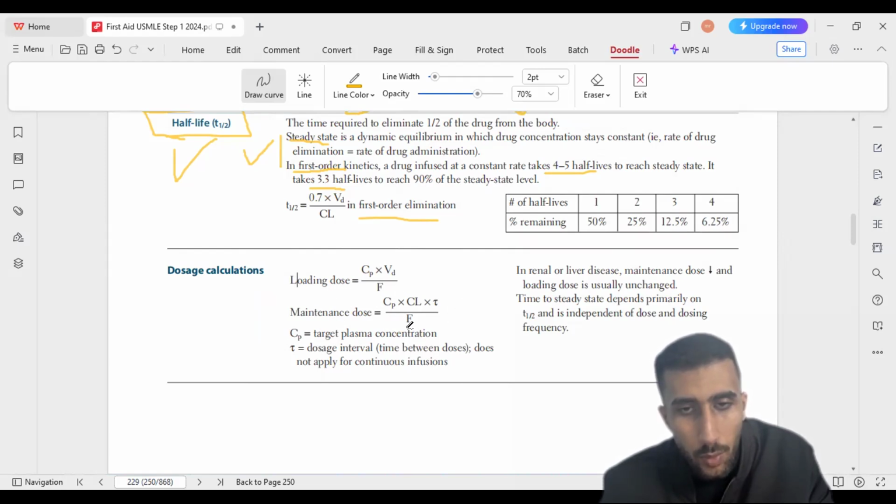And the maintenance dose is different. We have tau, which is the dosage interval between the doses. So for the maintenance dose, if I increase tau, the interval between the doses, I have to give a higher maintenance dose to cover this increased time.